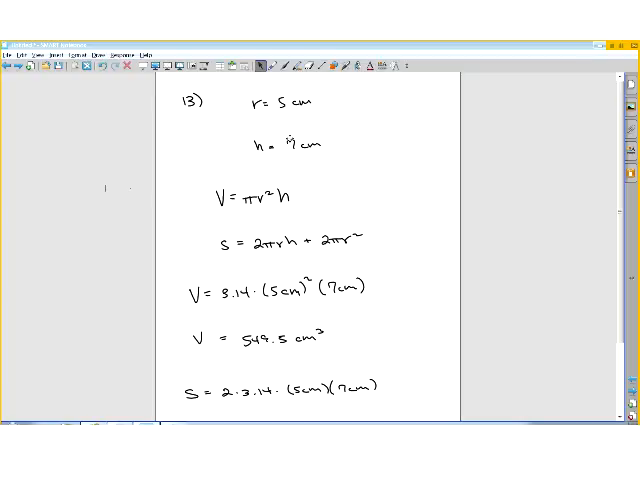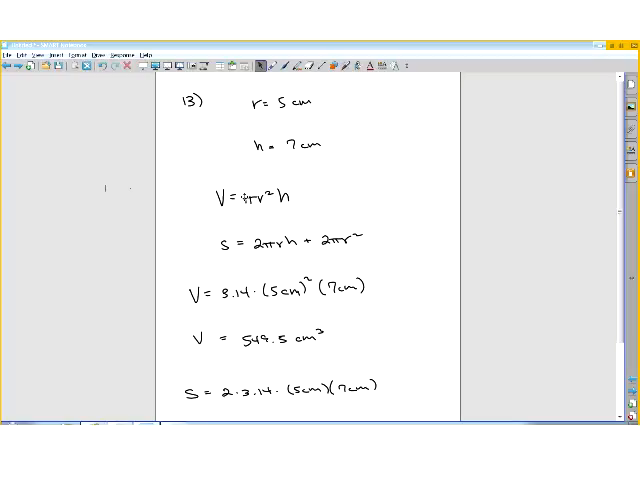Number 13 is a right circular cylinder. It has a radius of 5 centimeters, a height of 7 centimeters. So the volume is going to be cubic centimeters. The surface area will be square centimeters. The two equations: for volume, pi r squared h. Surface area is 2 pi r h plus 2 pi r squared.